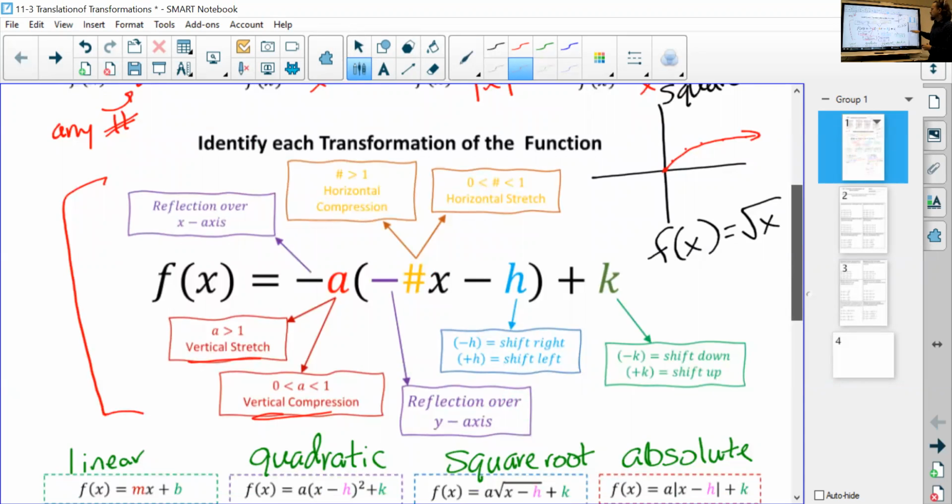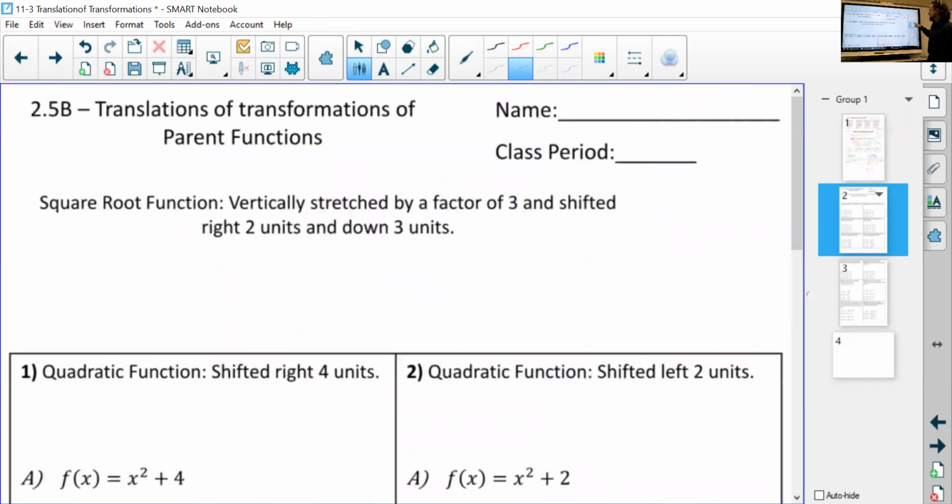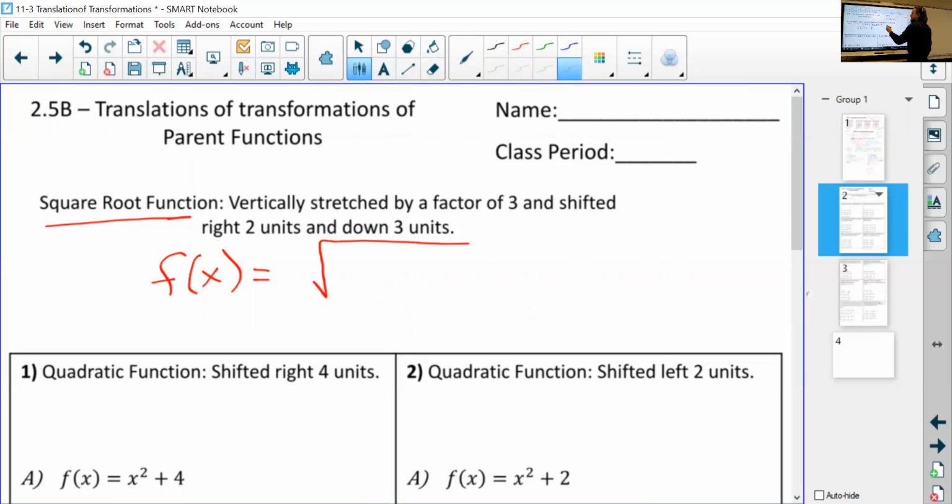Okay. Well, what we're doing today is sort of the opposite of what we did yesterday. So instead of them giving you the function saying what happened, now it's going to say here's what happened. What would the function be? So we just read it one part at a time. So if it says square root function, so I know f of x equals, I'm going to leave some space here, but I know there's going to be a square root sign. Okay? That says it's vertically stretched by a factor of 3.